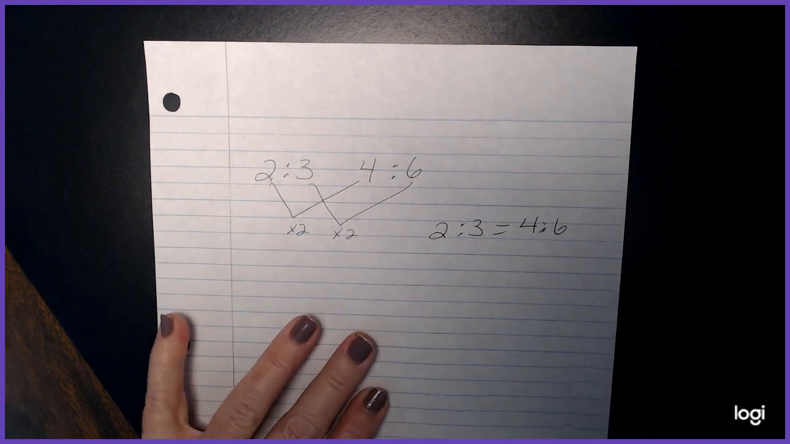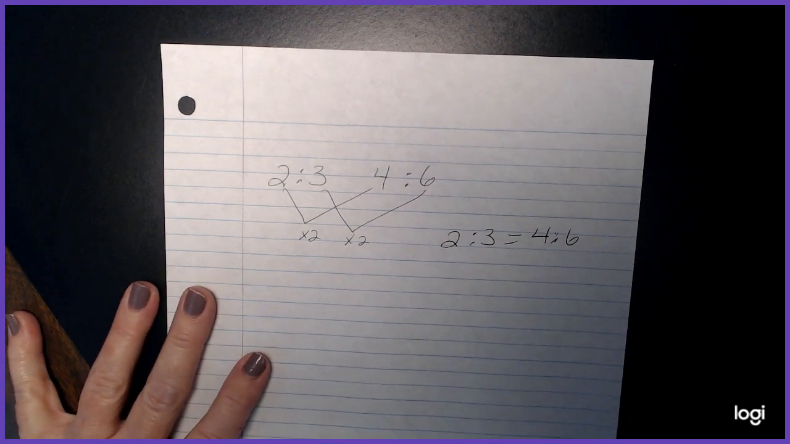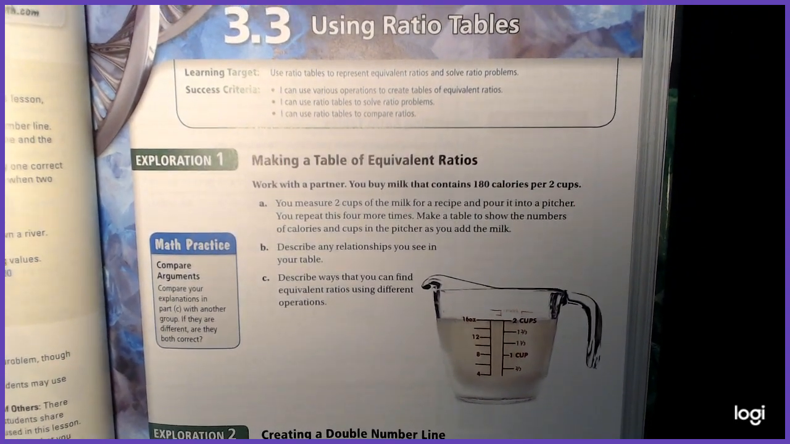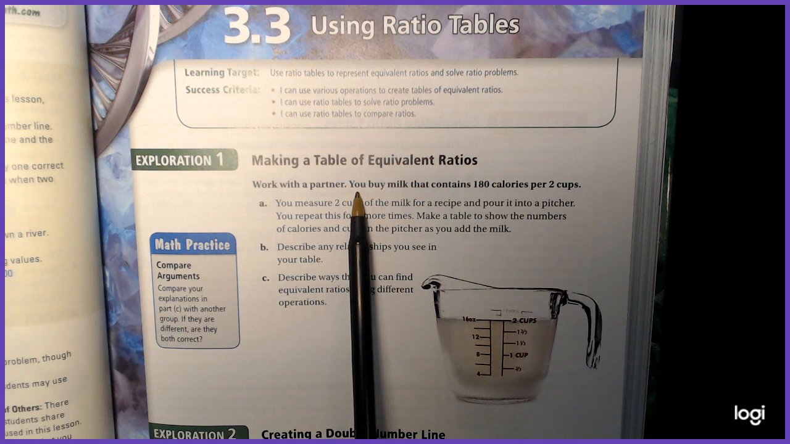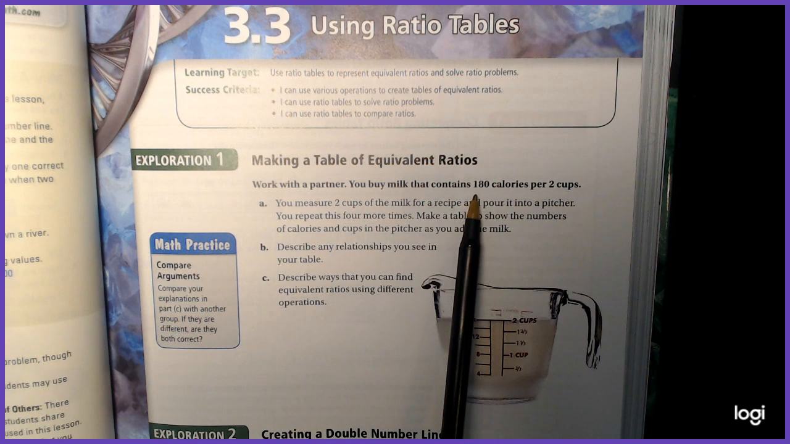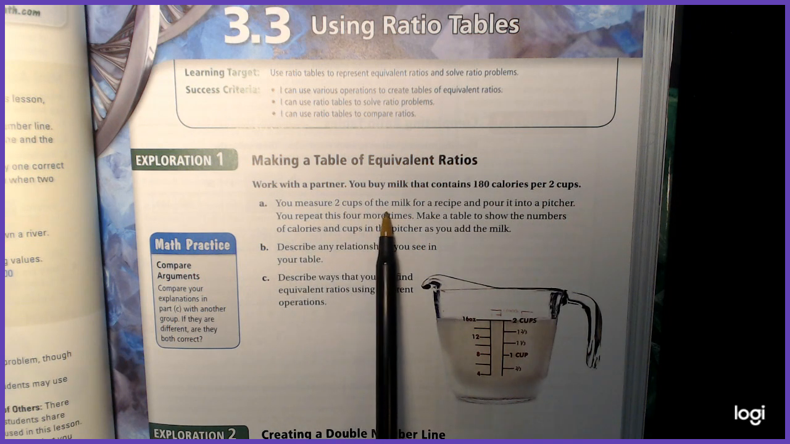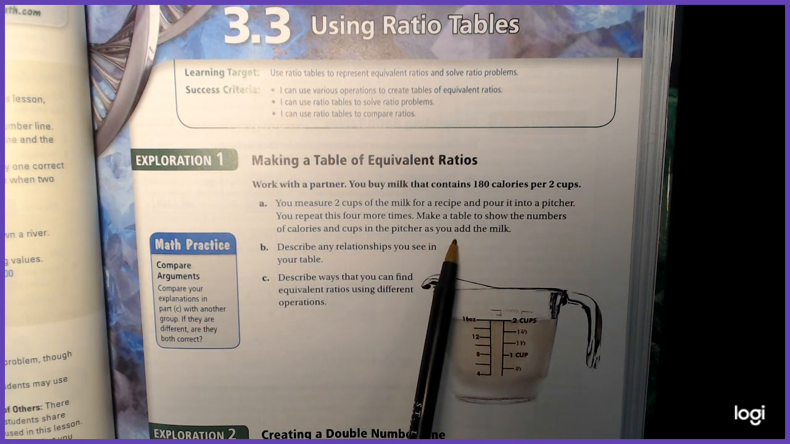All right, well, today we're going to actually take these ratios and work on something called a ratio table. In our math book, which you don't need to take out right now, we're looking at section 3.3. We see a picture here, and the picture goes with this story. You buy milk that contains 180 calories per 2 cups. You measure 2 cups of the milk for a recipe and pour it into a pitcher. You repeat this 4 more times. Make a table to show the numbers of calories and cups in the pitcher as you add the milk.